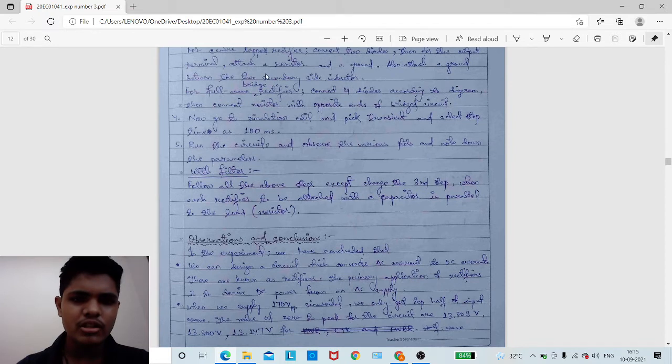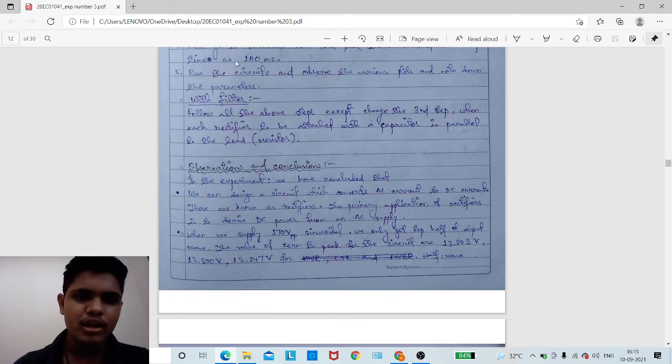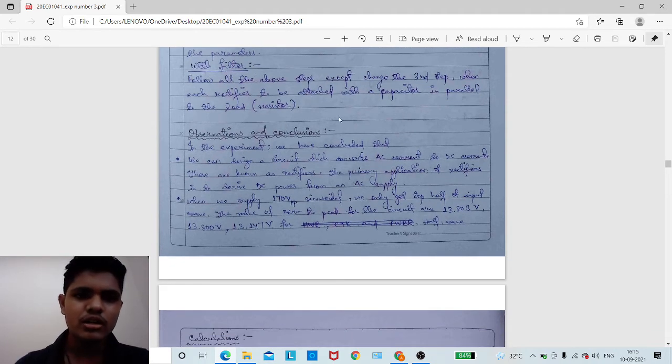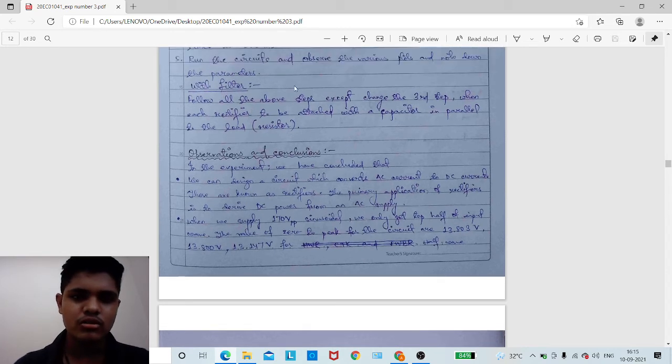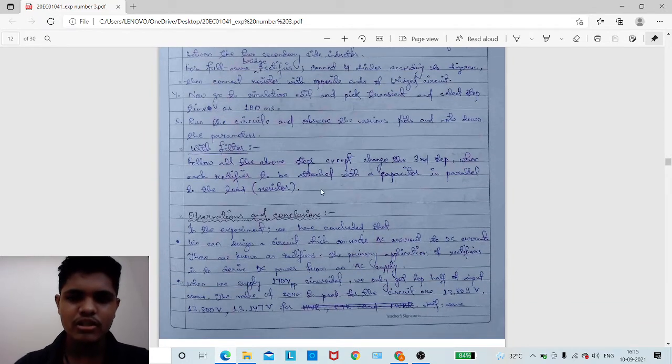And for the full wave bridge rectifier, we connect four diodes according to the diagram, and then connect a resistor across opposite ends of the bridge circuit. Now I'll go to the simulation edit, click the transient, and select the stop time as 100 ms, that is millisecond. We run the circuits, observe various plots and note down the parameters. With filters, we follow all the above steps, but only in step 3 we connect the capacitor in parallel to the load.